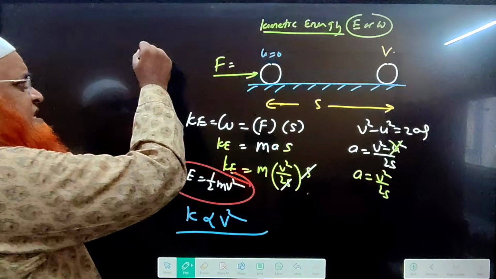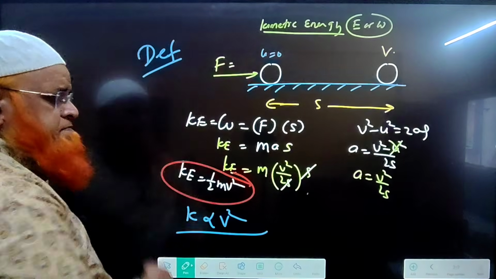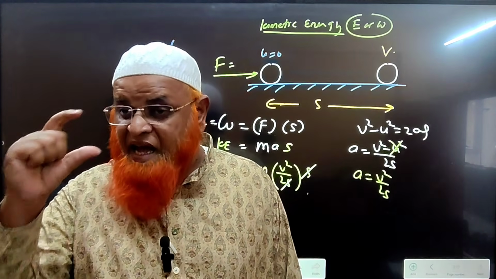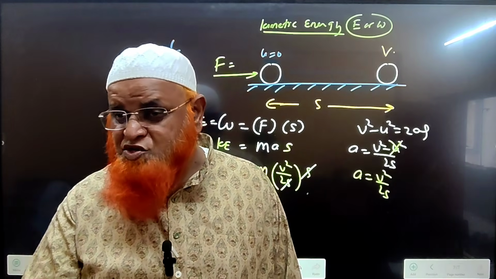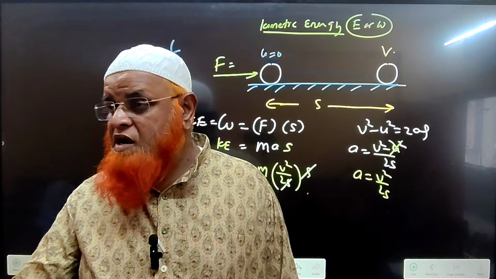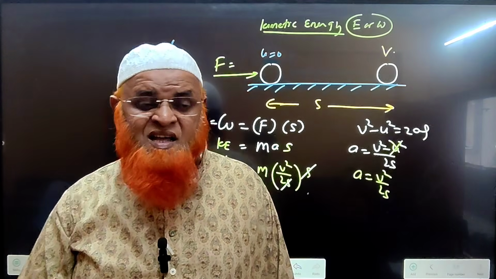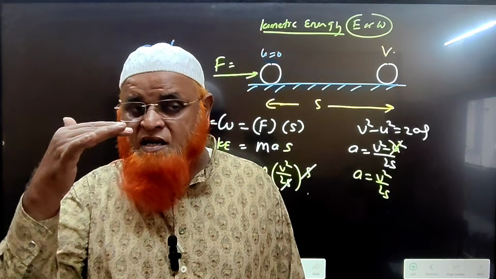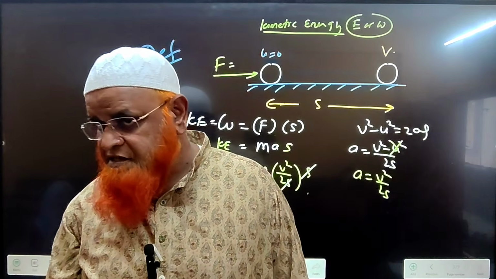So with this, what is the definition of kinetic energy? The definition of kinetic energy is the energy possessed by a body by virtue of its motion. The energy possessed by a body by virtue of its motion is called kinetic energy. It means the greater is the motion, the greater is the kinetic energy.